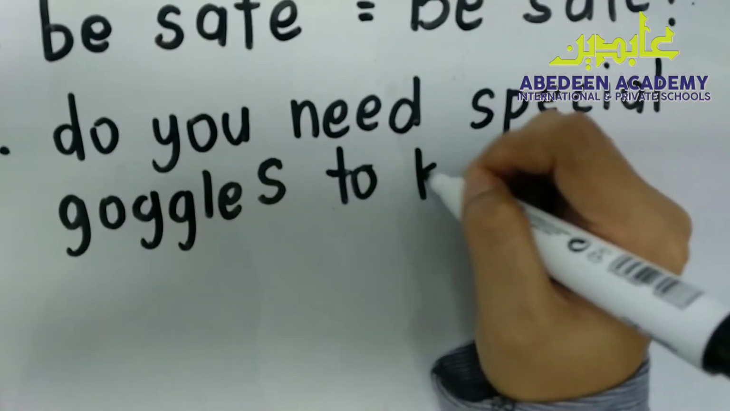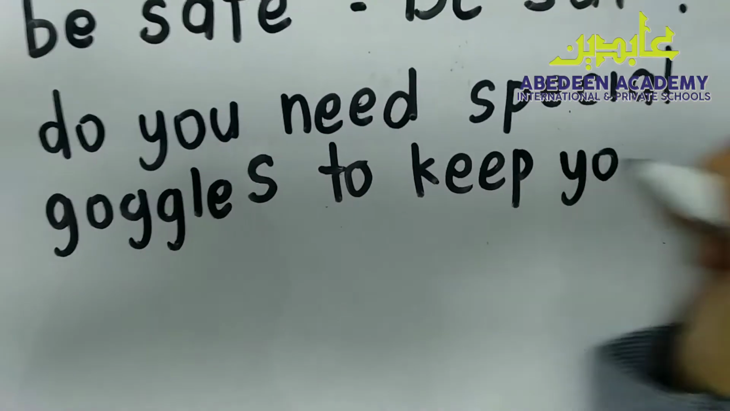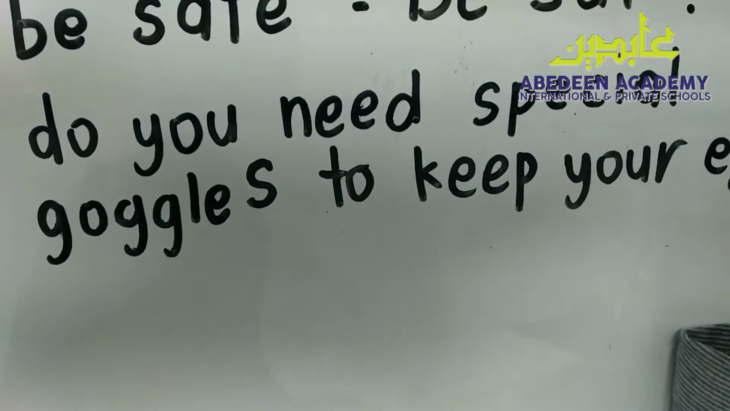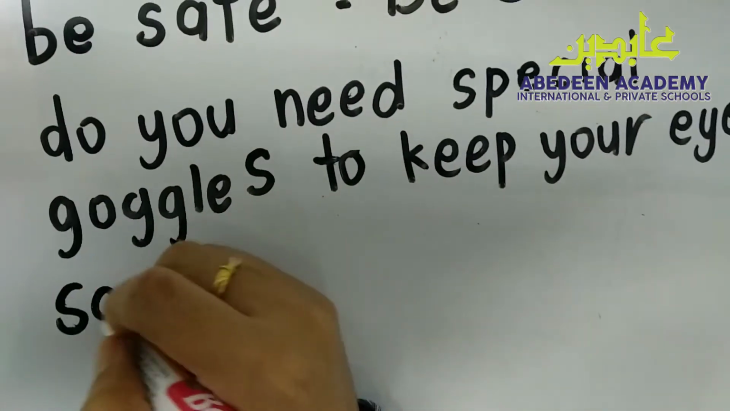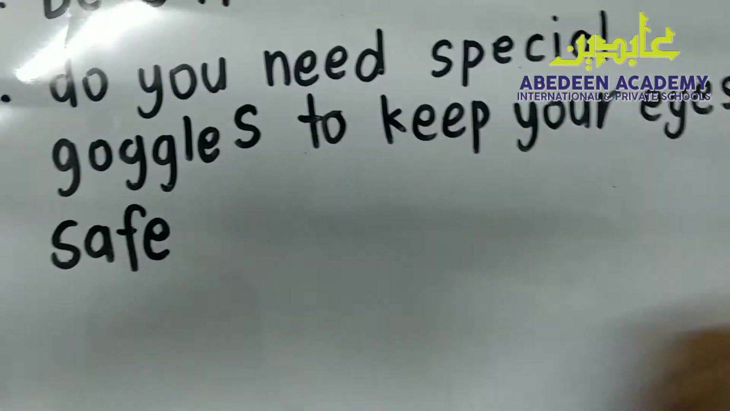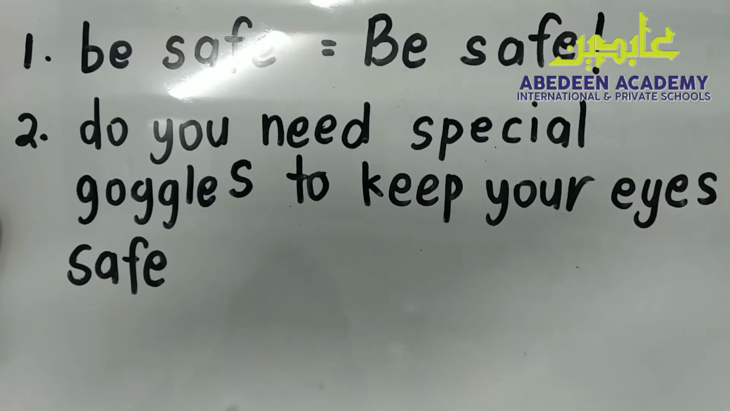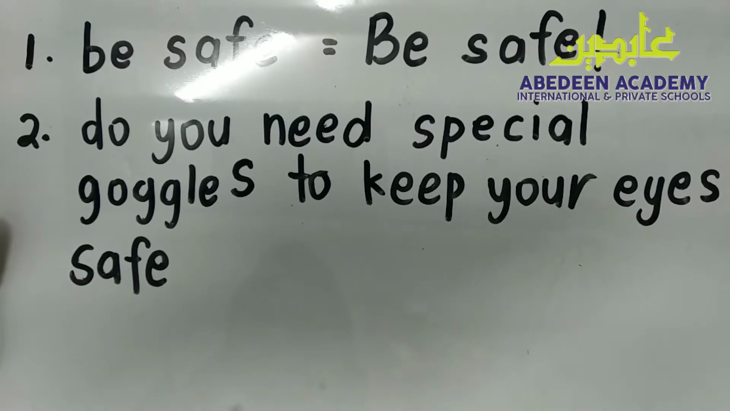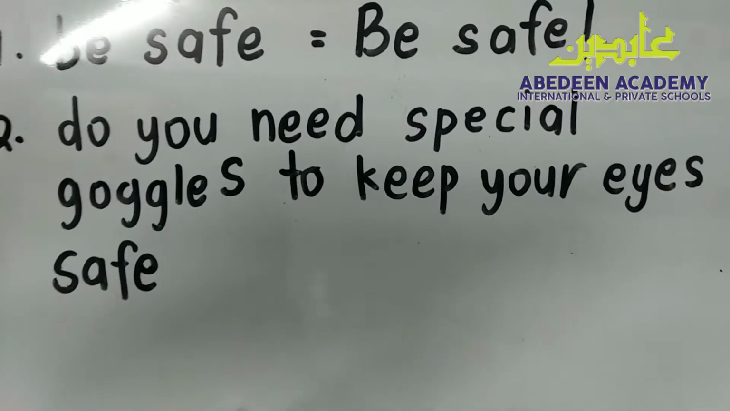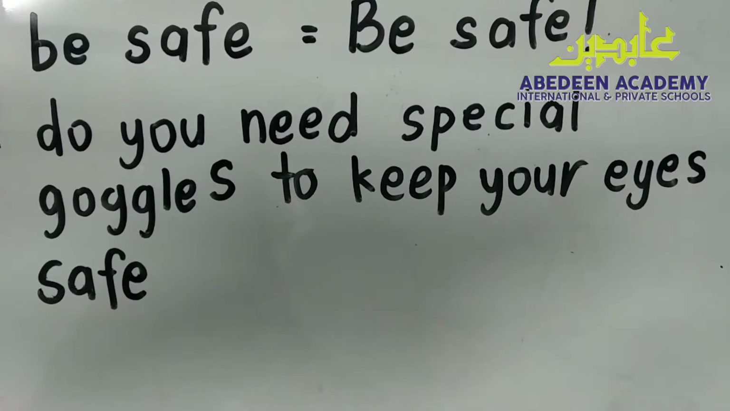To keep eyes safe. Okay, see, if you read it without the punctuation mark, it will be like, do you need special goggles to keep your eyes safe? It will be just like a robot. Are you a robot? No, we are all human. We need punctuation to make our communication clearer.